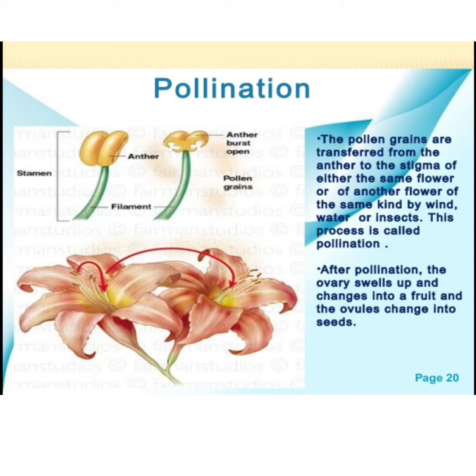Understand? The pollen grains are transferred from anther to stigma of either the same flower or another flower by the help of wind, insects or water. That is called pollination. We have seen that pollination is also of 2 types, self pollination and cross pollination. So after this, the ovary swells up and makes a fruit, and the ovule makes seeds.